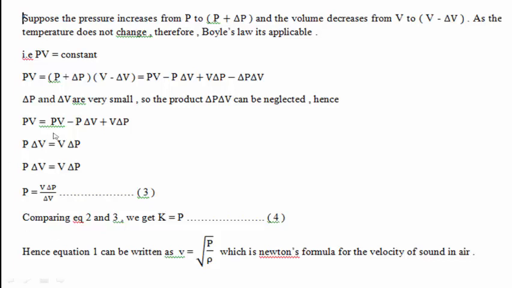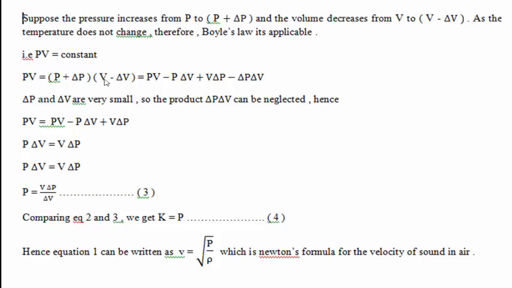When P is replaced by P plus delta P, V is replaced by V minus delta V. When you multiply this out, you get PV minus P delta V plus V delta P minus delta P multiplied by delta V, where delta P and delta V are very small compared to P and V, so the product is also small and we can neglect it. So then you get PV is equal to PV minus P delta V plus V delta P.